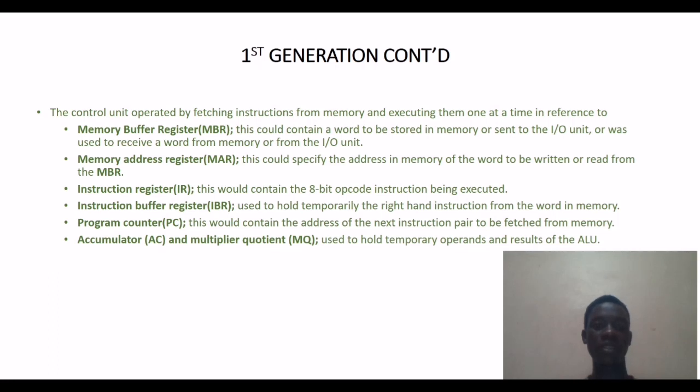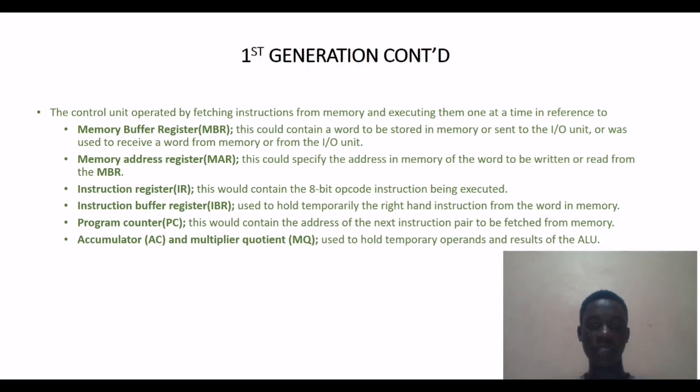The control unit operated by fetching instructions from memory and executing them one at a time. It used several registers. The memory buffer register could contain a word to be stored in memory or sent to the output unit, or was used to receive a word from memory or from the input unit. The memory address register could specify the address in memory of the word to be written from or read into the memory buffer register.